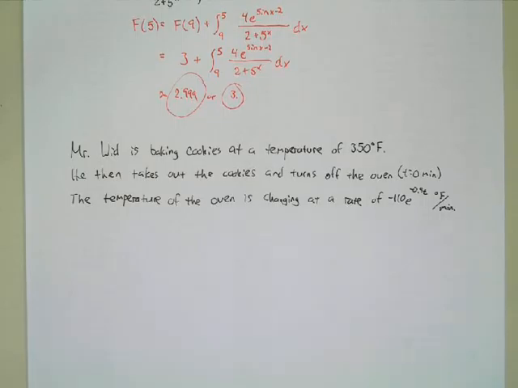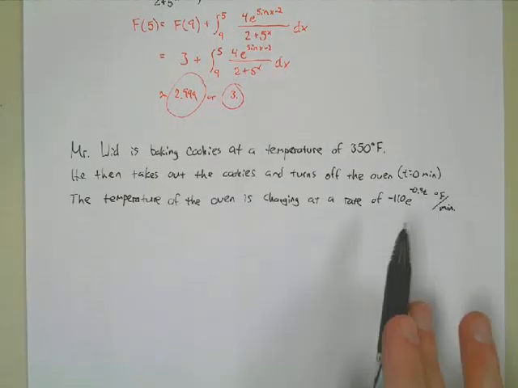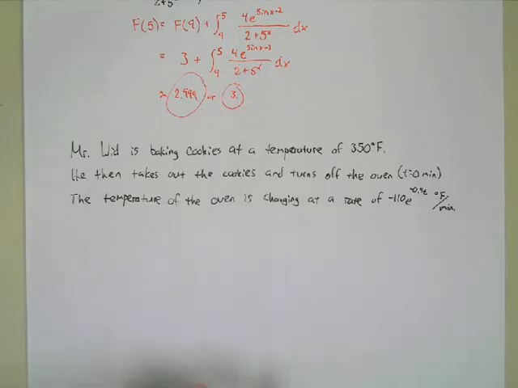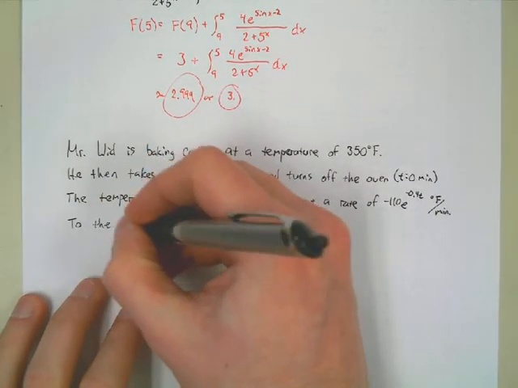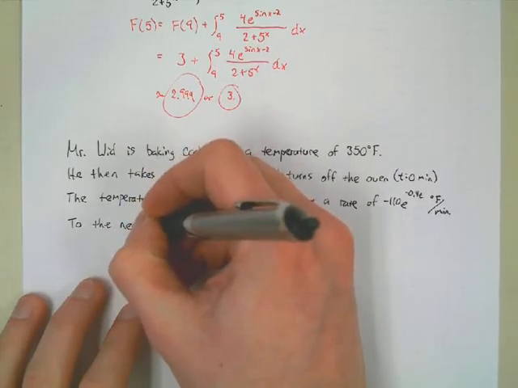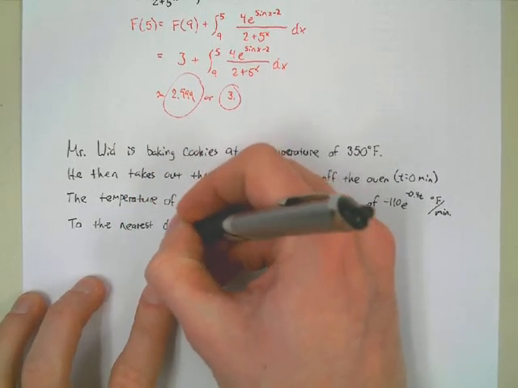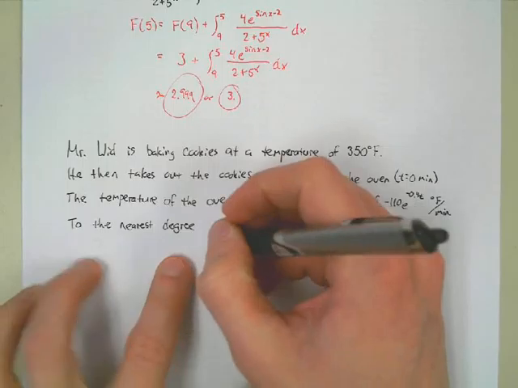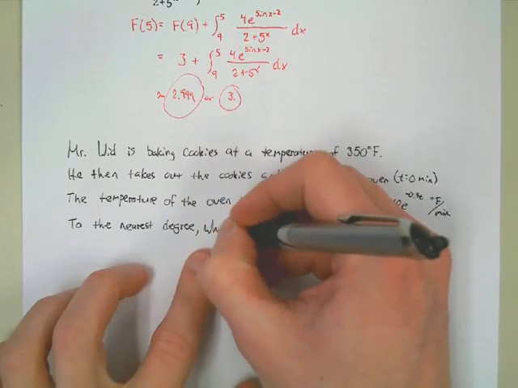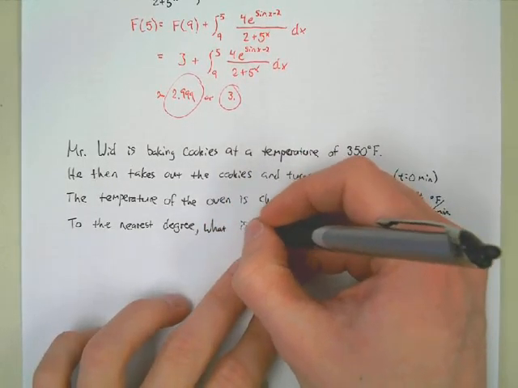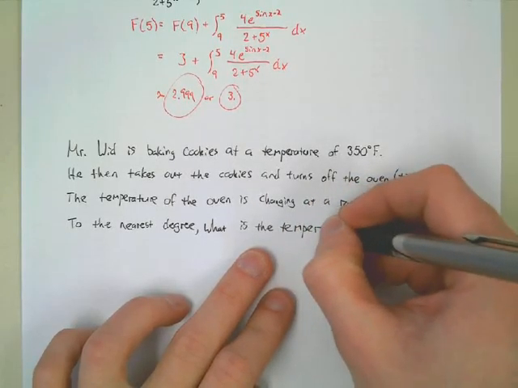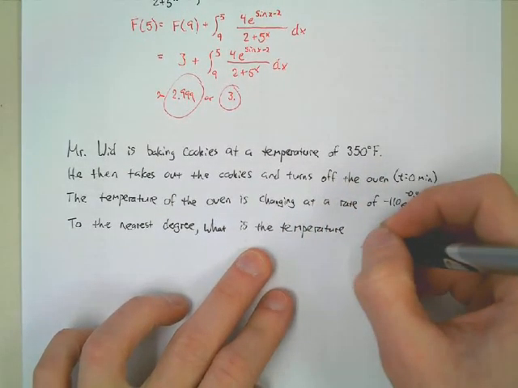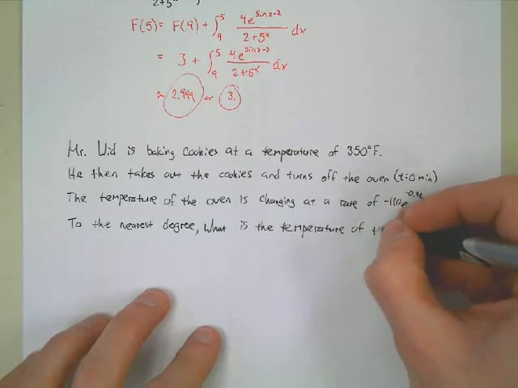I get why pi is such an important one because that's like circles and stuff. Why is e such an important one that we use? I'll tell you in a second here. So to the nearest degree, what is the temperature of the oven at time t equals 5 minutes?